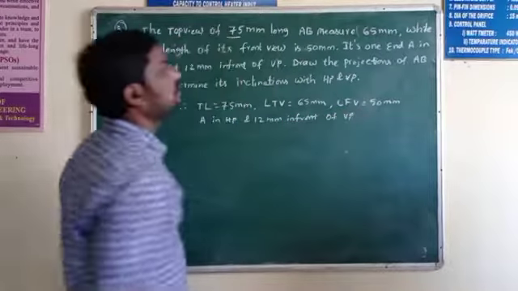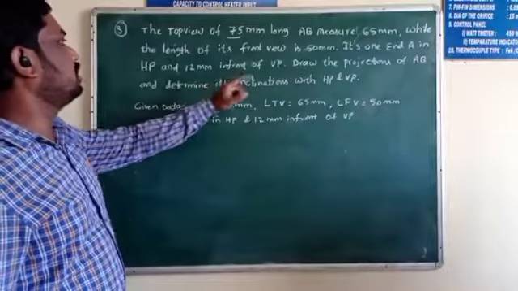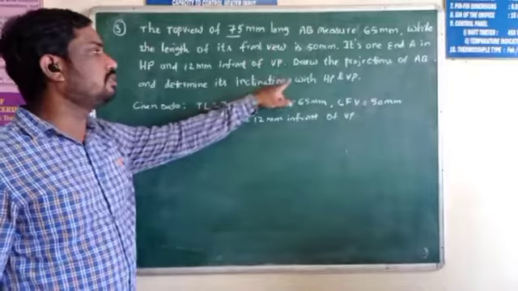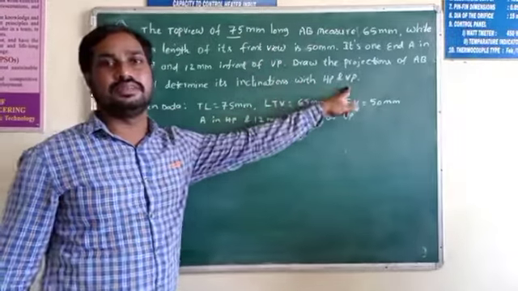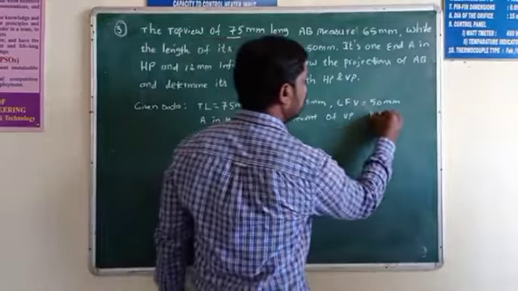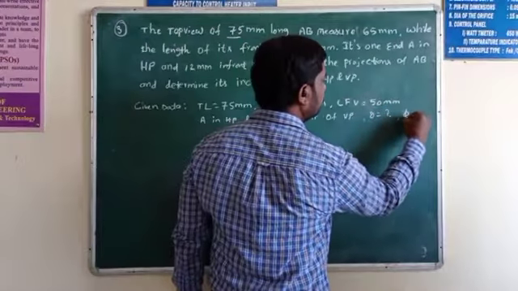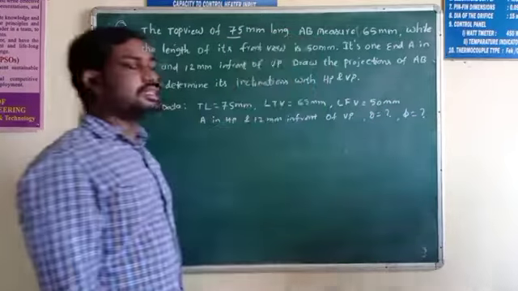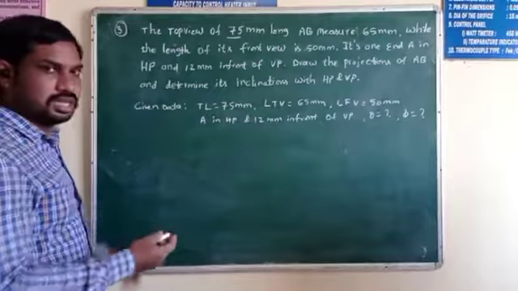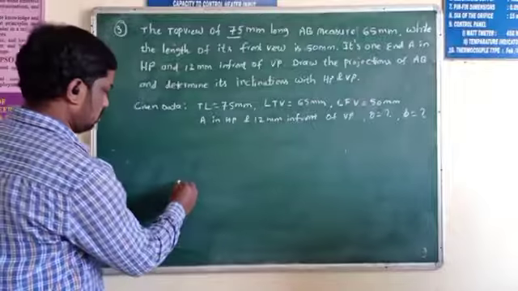Now what is it asking? Draw the projections of AB and determine its inclination with the horizontal plane and the vertical plane, that is, theta and phi, what are the angles. This is the given data from this problem. Now let us go to the drawing.